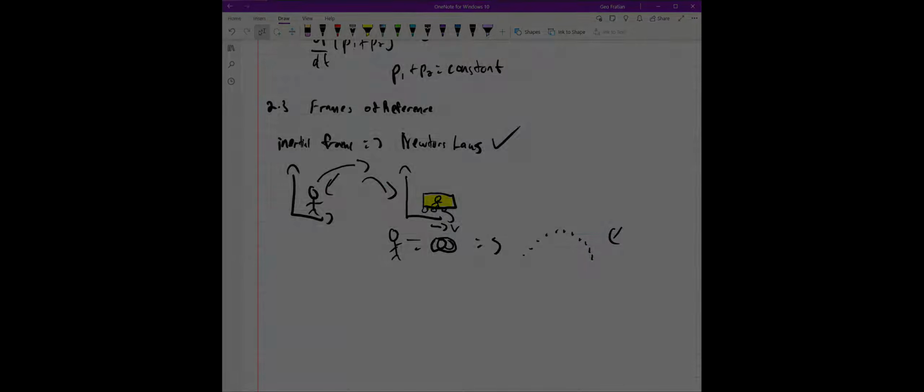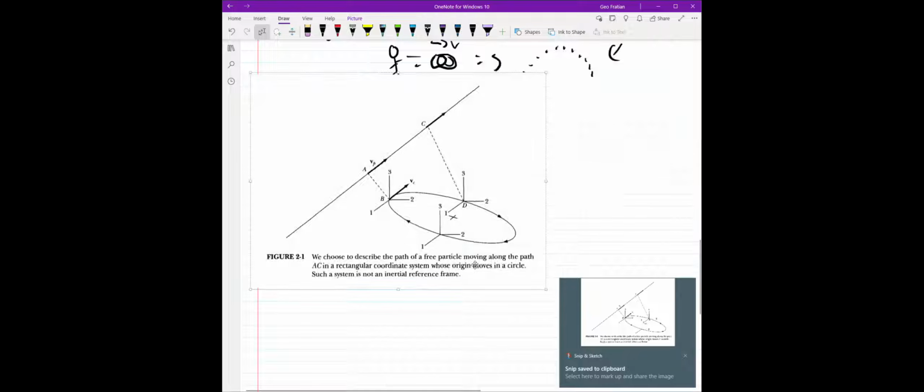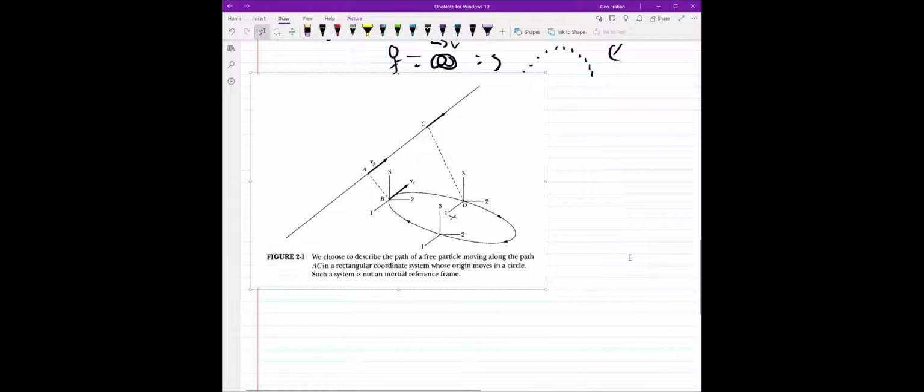But okay, let's look at an example of how you can choose your reference frame. In this figure, we can describe the path of a free particle along the path AC, from here to here, in terms of a rectangular coordinate system whose origin moves in a circle. Since it's moving in a circle, we cannot describe it in an inertial reference frame because there's some kind of acceleration, and that's given by the centripetal acceleration of the system. That's just an example of a case where you can't use an inertial reference frame.